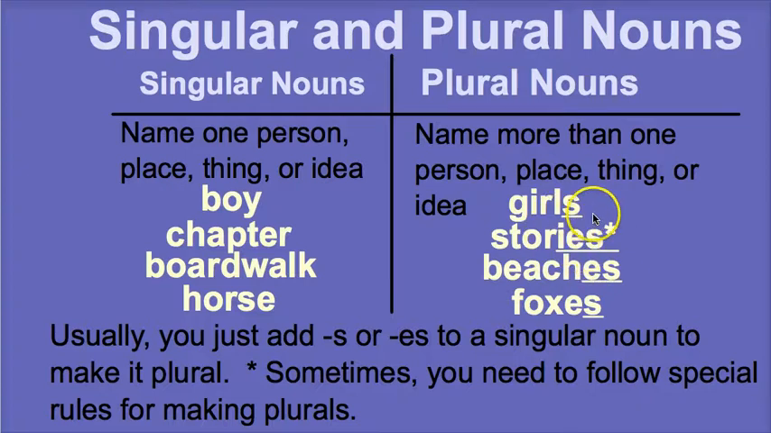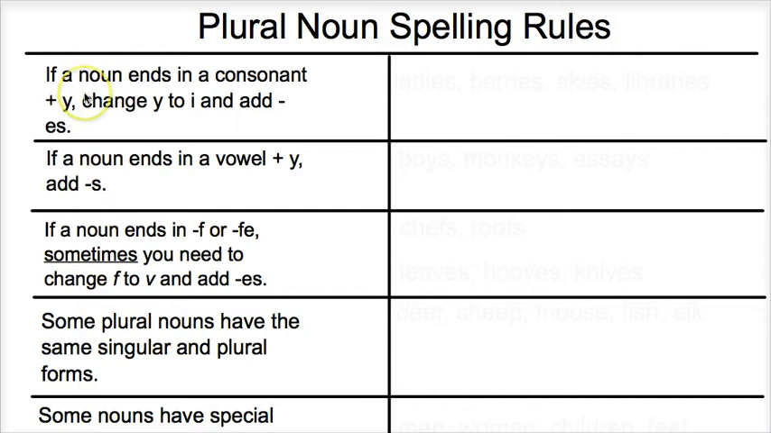And here you can see an example of that. The singular noun is the word story, which ends in a y. So we must change our y to i and add es to the singular noun story for it to become plural, stories. You can see that as our first rule. If a noun ends in a consonant and y, you must change your y to i and add es.